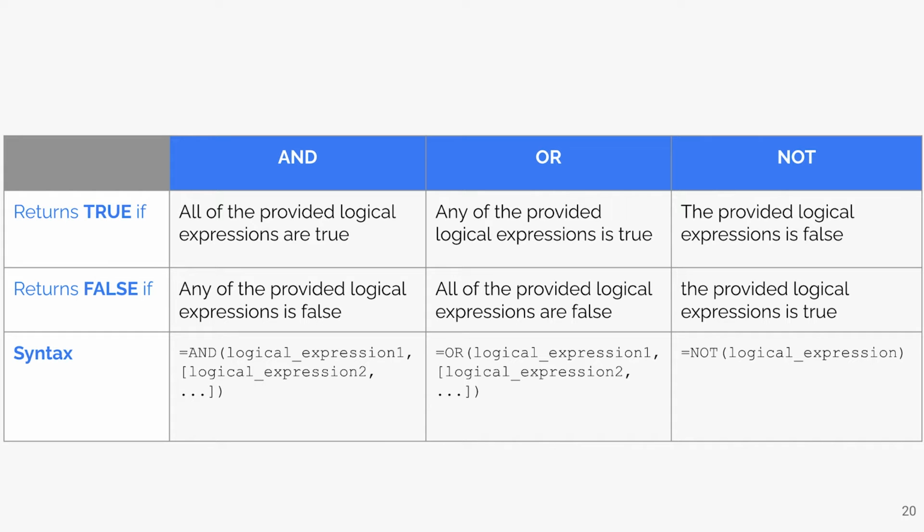With the or function, a true value is returned if any of the provided logical expressions is true, and it returns false if all of the provided logical expressions are false. The not function returns the opposite value of whatever the provided logical expression resolves to. So an expression that is true will return false, and a false expression will return true. The syntax is as shown.